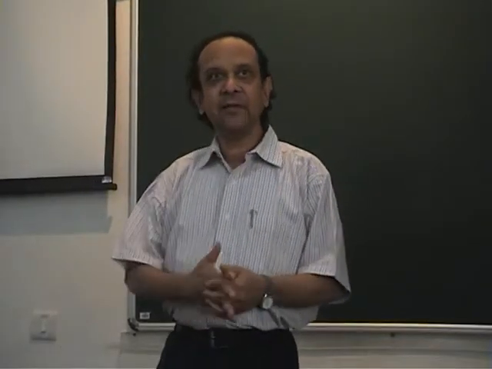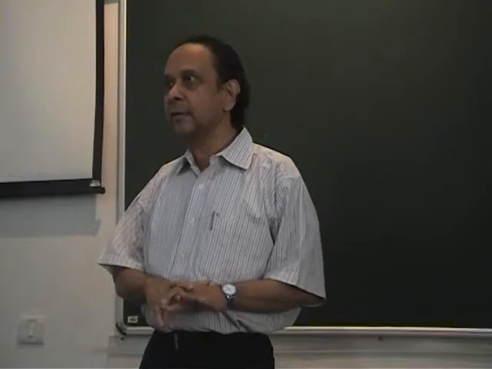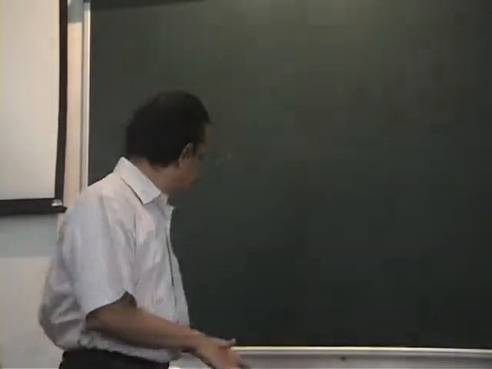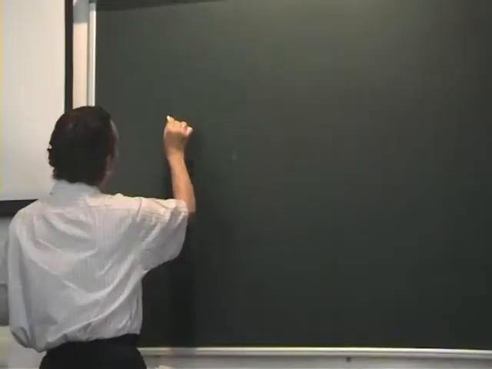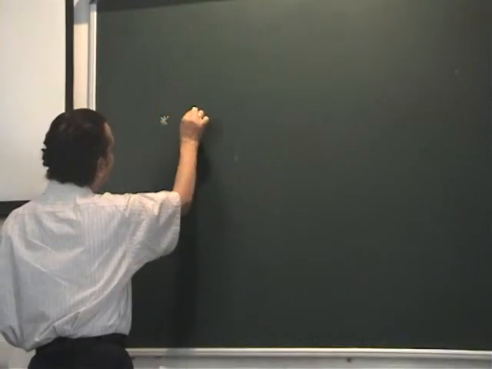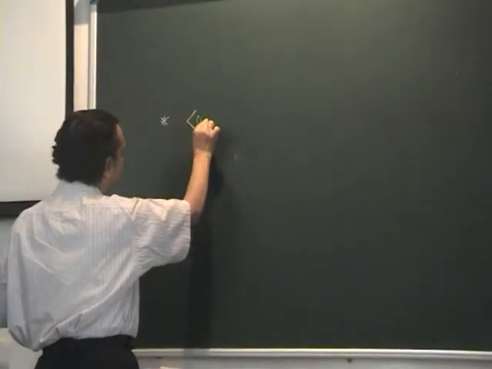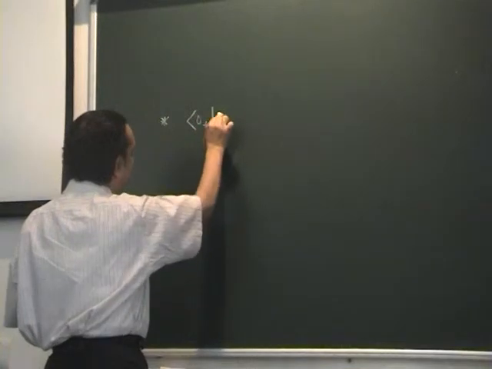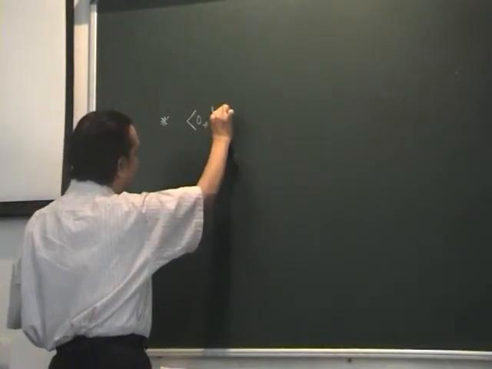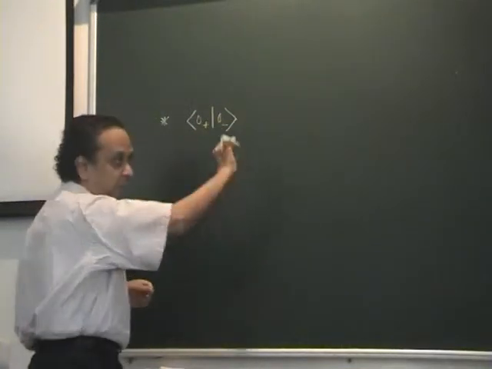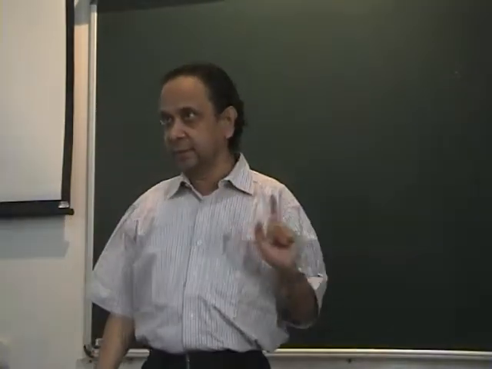Afterwards, when I was having discussions with people, it turned out that people were quite confused about what one meant by this symbol, 0 plus and 0 minus. I thought it was rather elementary, but there seems to be a lot of confusion, so I am going to spend some time describing this.